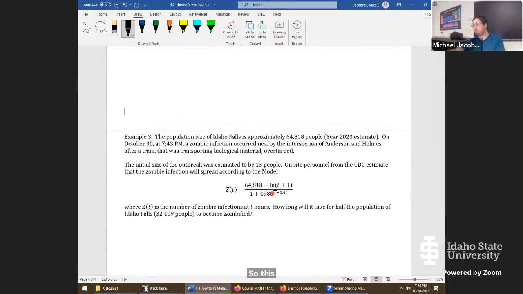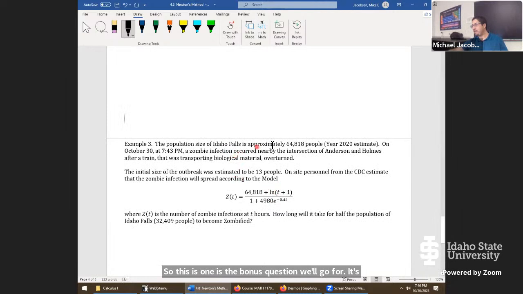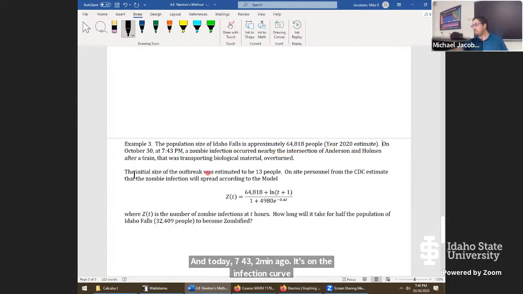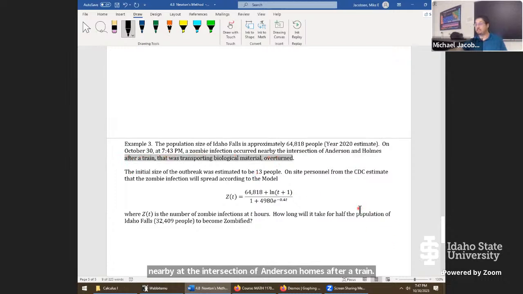It's the application problem. It says the population of Idaho Falls is about 64,818 in year 2020. We'll use that value. And today, 7:43, a few minutes ago, a zombie infection occurred nearby at the intersection of Anderson and Holmes after a train that was transporting biological material overturned. You can imagine that happening. They can just park on that track for hours, so who knows what's going on.